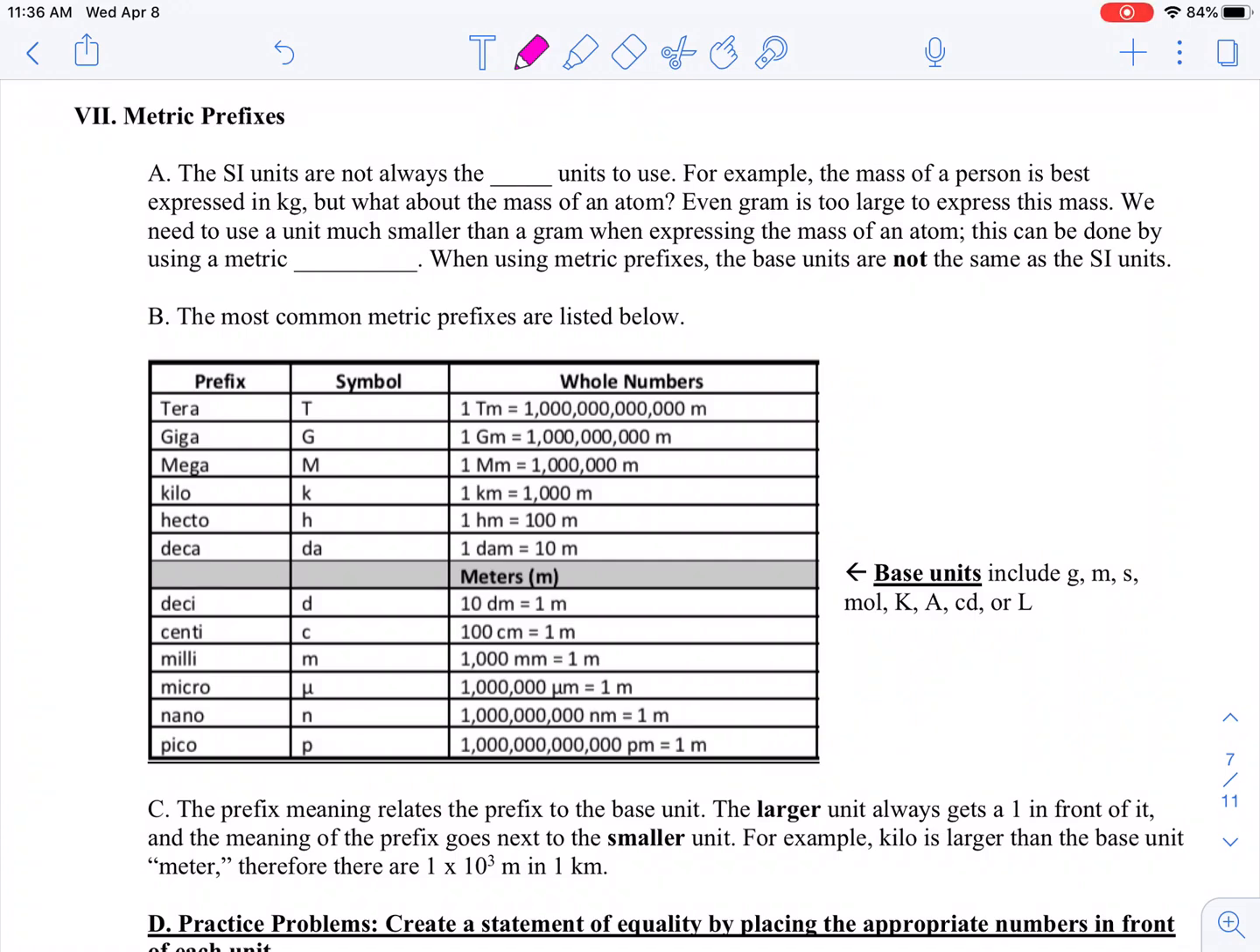Hi everybody, let's talk about your metric prefixes. So we've just seen some of the SI units, and SI units are good, but they're not always necessarily the best units to use for every single situation. In fact, we might need to scale them up or scale them down, and that's where our friend the metric system comes into play. And the metric system is really, really useful for a couple of reasons.